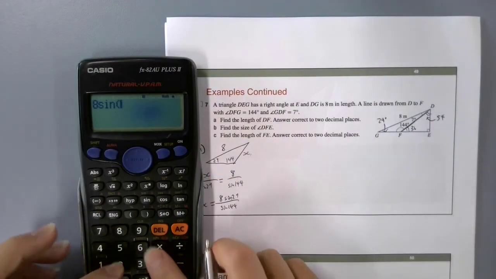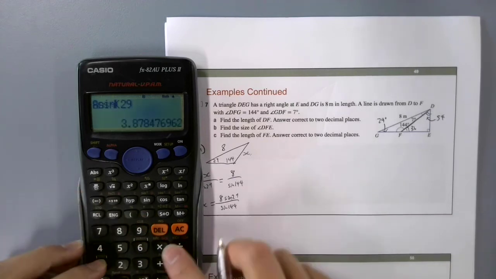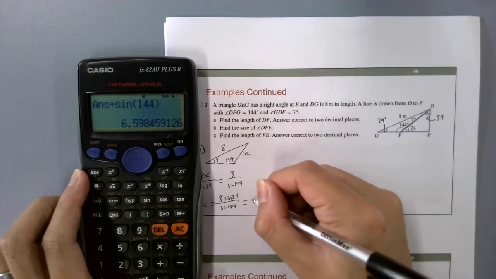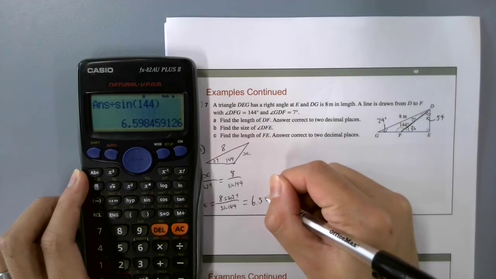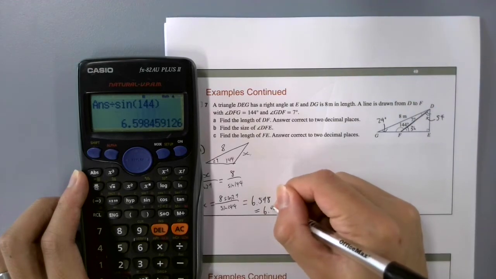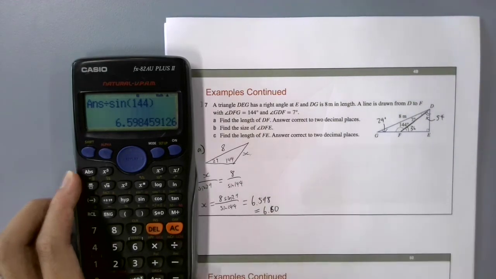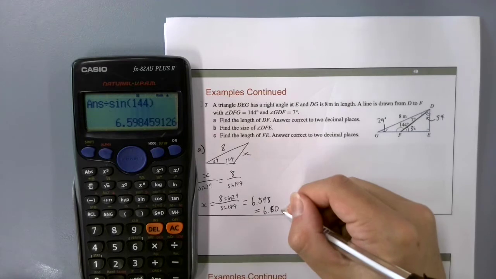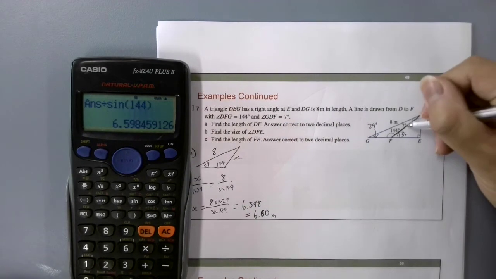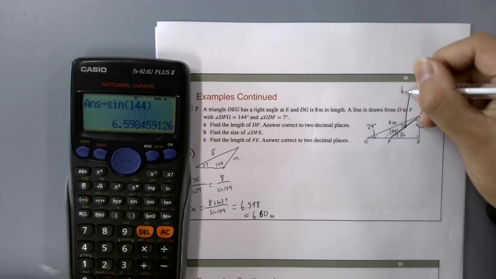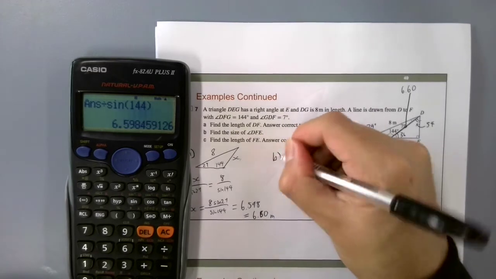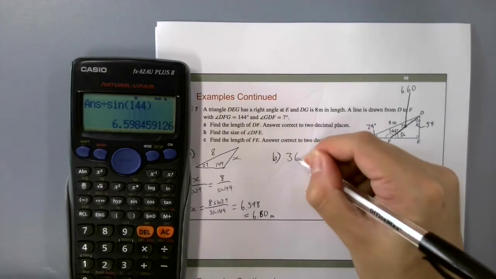8 sine 29 divided by sine 144 equals 6.598, to two decimal places is 6.60. Okay, and that's in meters. Alright, so what I would recommend is you put that information in your diagram when you're moving on to the next question. So B, we've already found this to be 36 degrees.